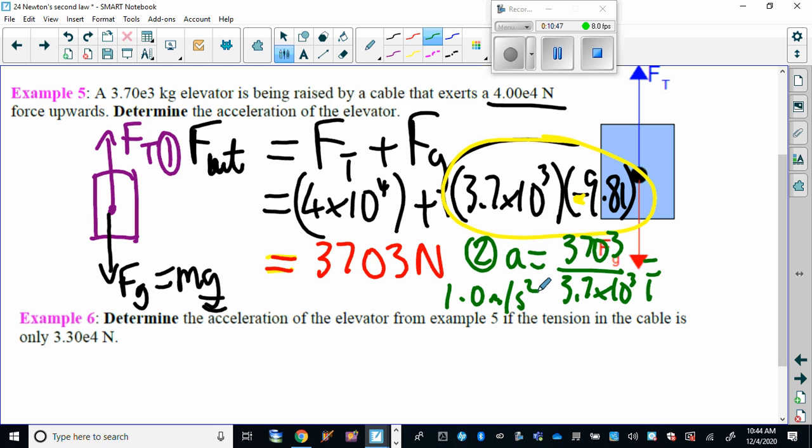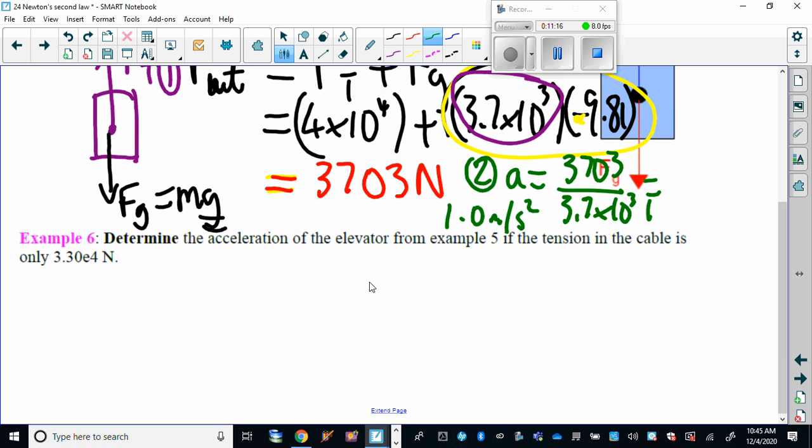Okay. Now, example number 6 says determine the acceleration of the elevator. For example number 5, the tension is only 3.3E4. So it's exactly the same problem. The only thing that's going to change is this number right here, that's going to be a 3.3. This one I'm going to show you how to do it in one step, just so you have the knowledge of both. And if you're doing it in one step, you would do it like this.